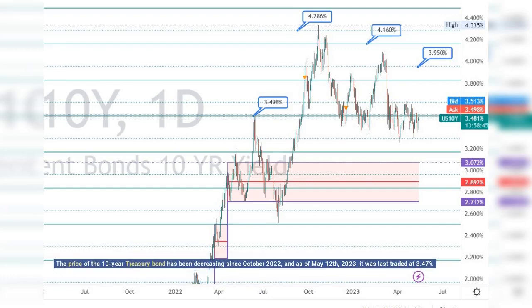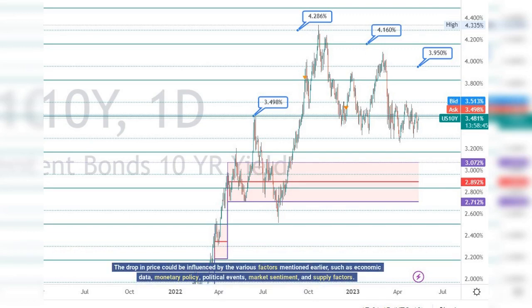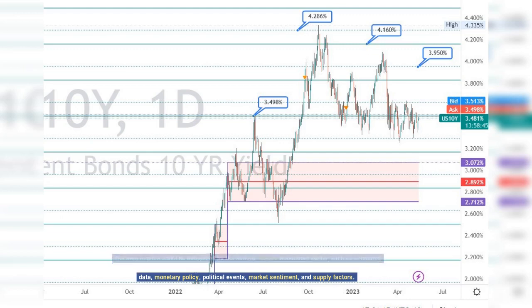The price of the 10-year Treasury bond has been decreasing since October 2022, and as of May 12, 2023, it was last traded at 3.47%. The drop in price could be influenced by the various factors mentioned earlier, such as economic data, monetary policy, political events, market sentiment, and supply factors.